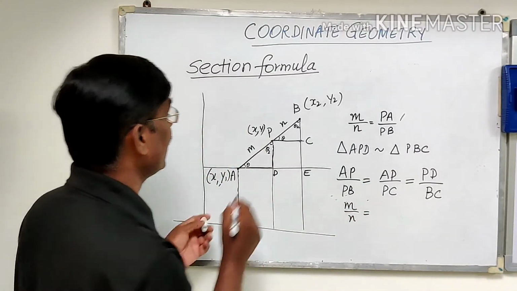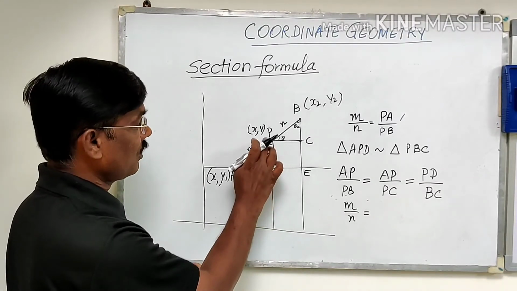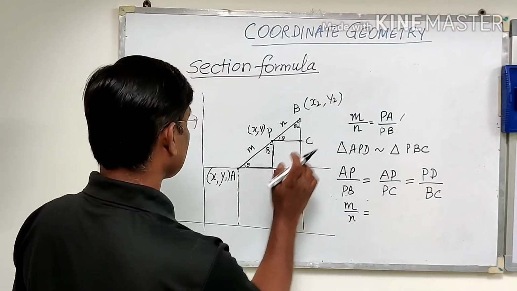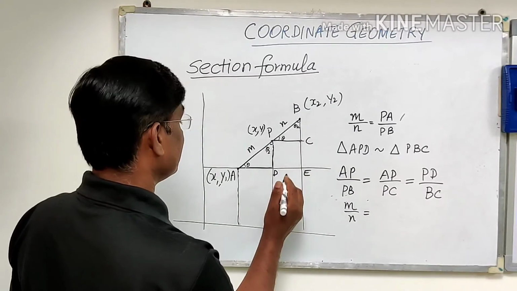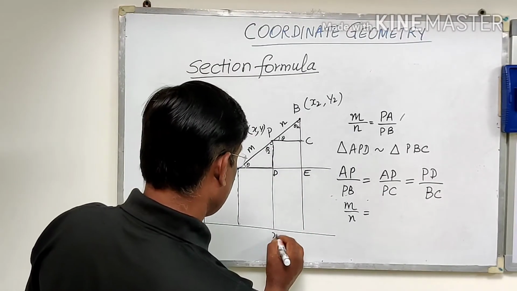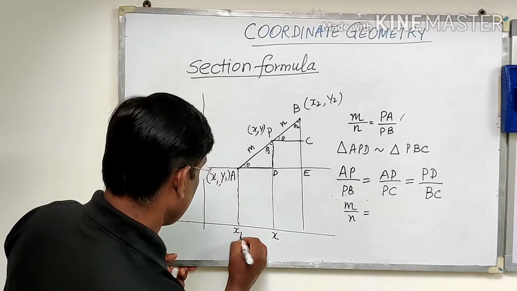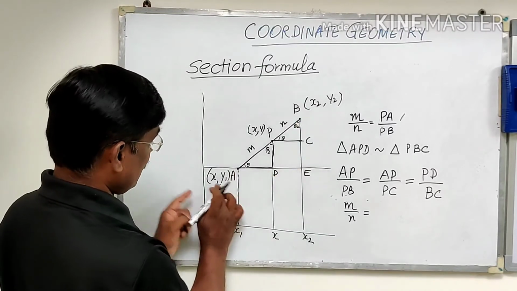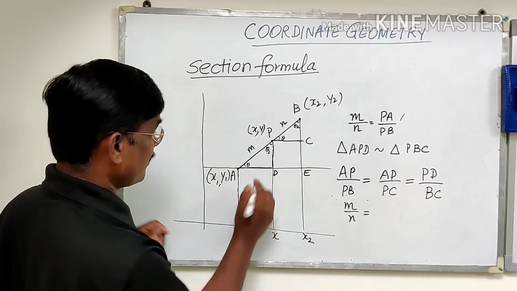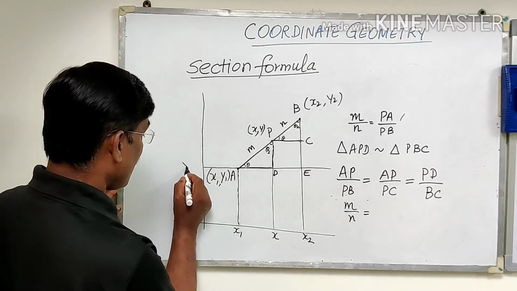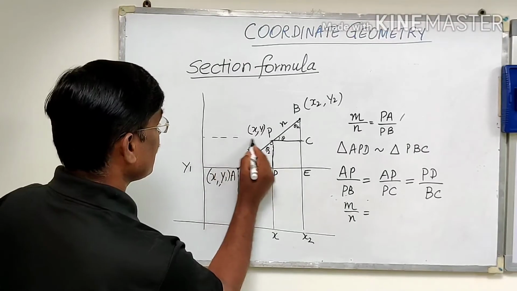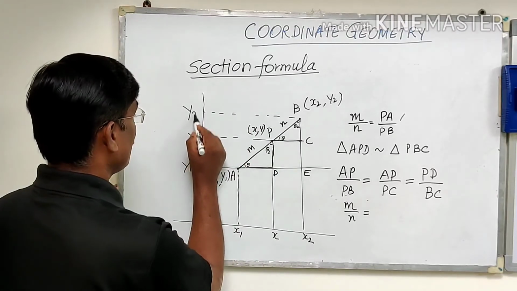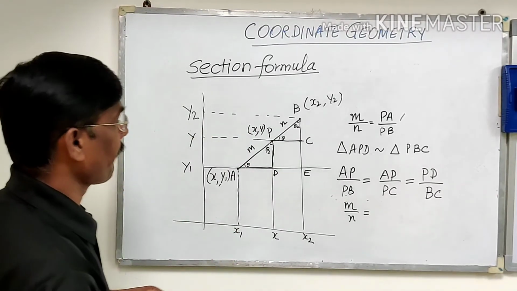Now we will mark the coordinates. This we have to find, this is unknown. So I have assumed x and y. What is C? What is D? What is E? This coordinate is x1, and this is x2, and this coordinate is x. Similarly on y, this is y1, and this coordinate is y, and this coordinate is y2, right?